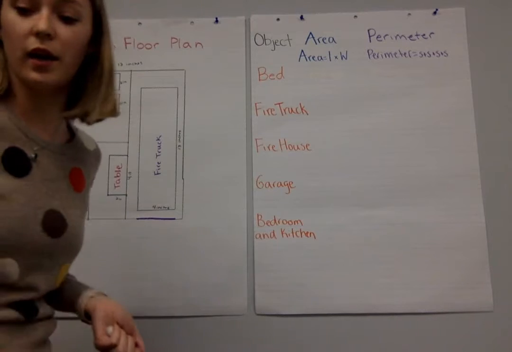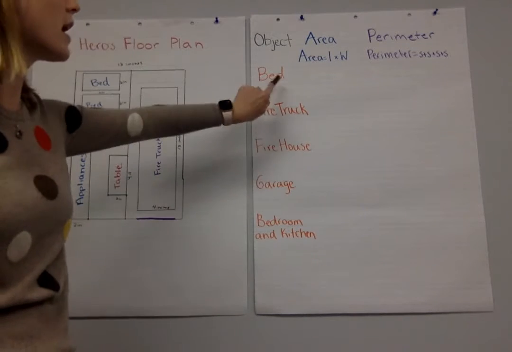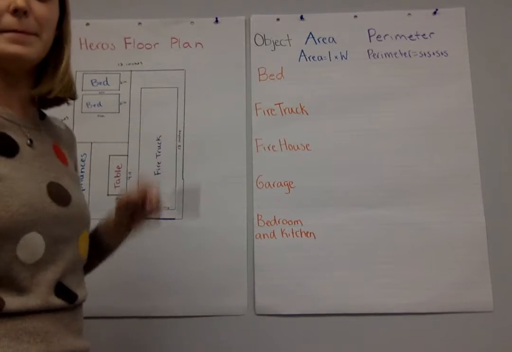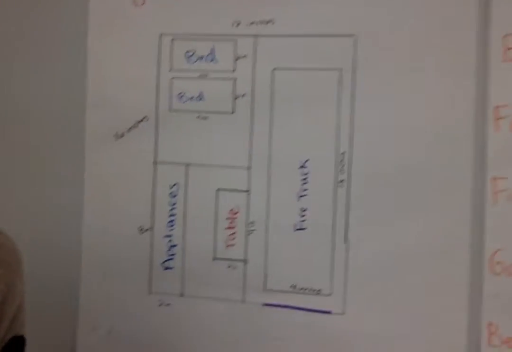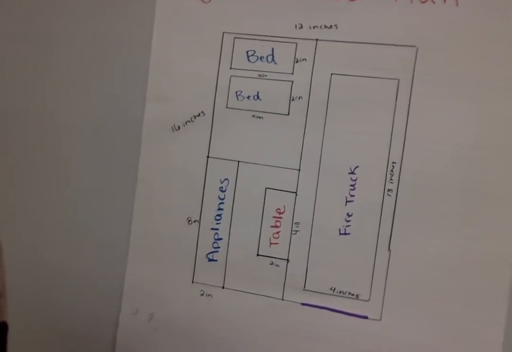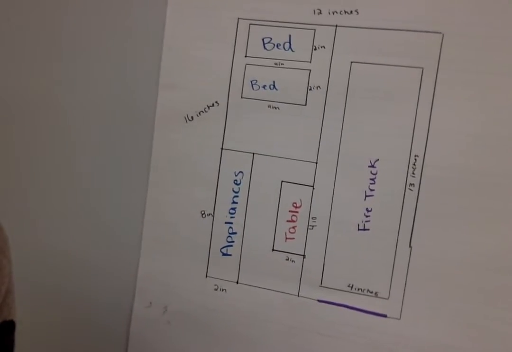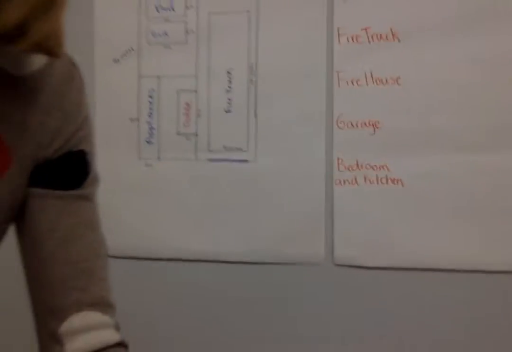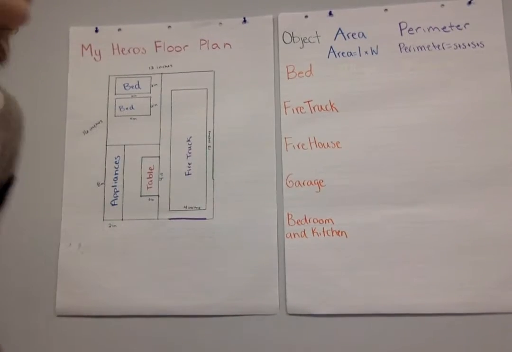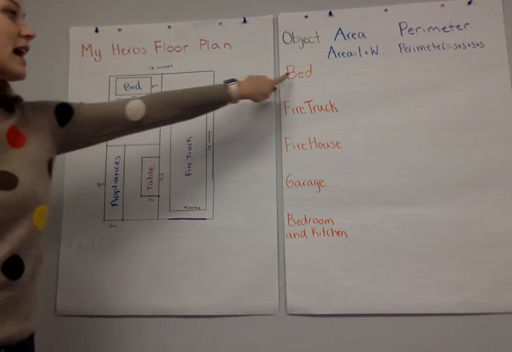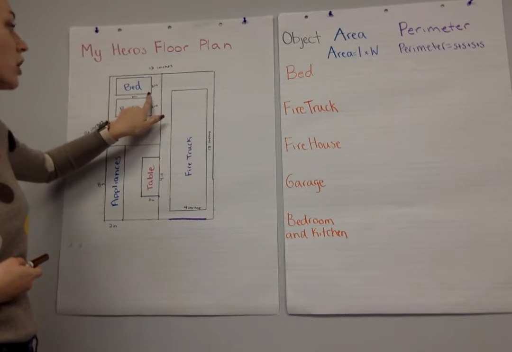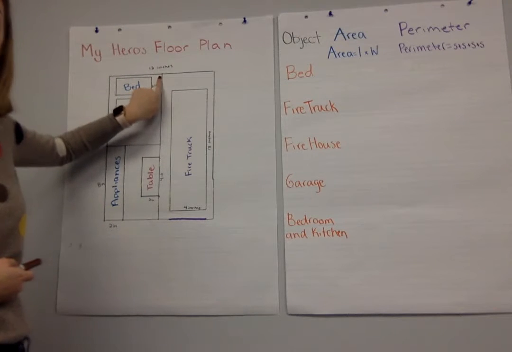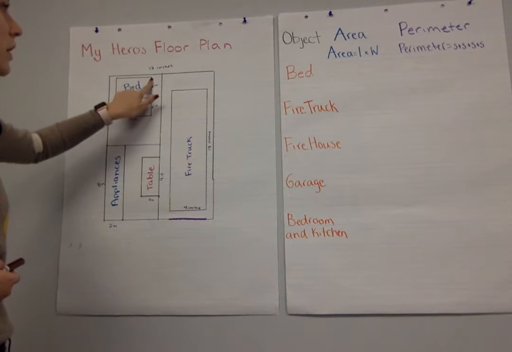The first thing that I would like us to find is the area for the bed. Does anyone see where the bed is? I'll pull you closer so you can see. I see two of them right in the bedroom. Here I have two beds, but it's asking for just one. So I know that the bed is 4 inches by 2 inches.